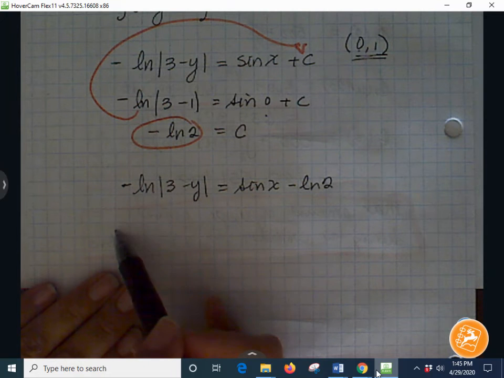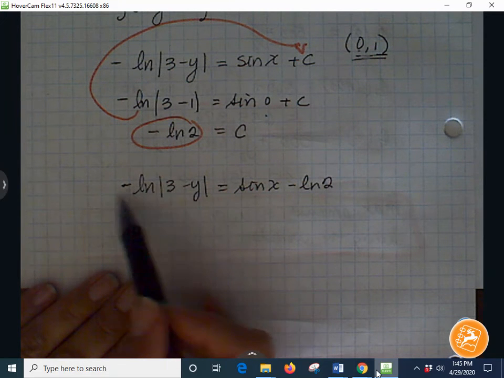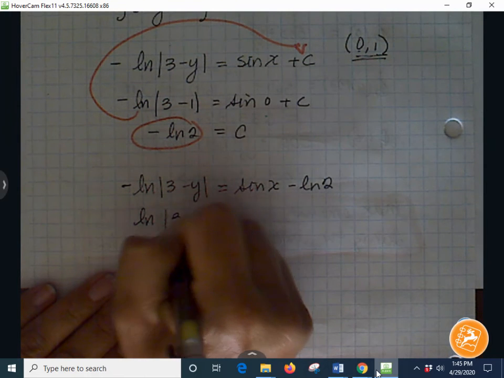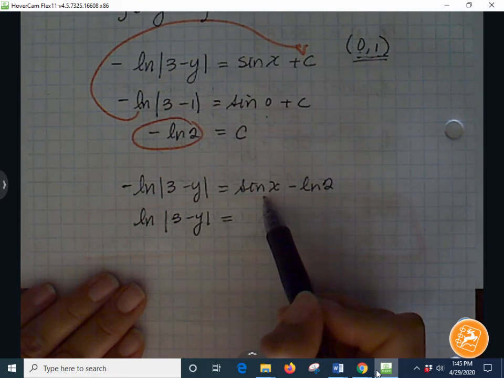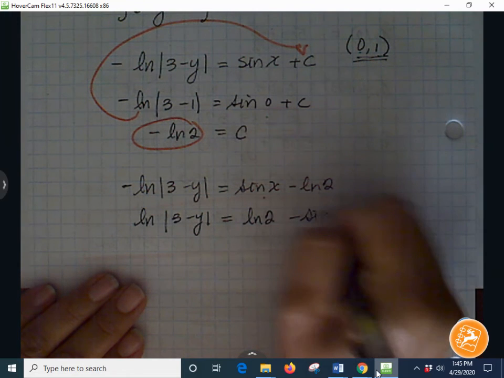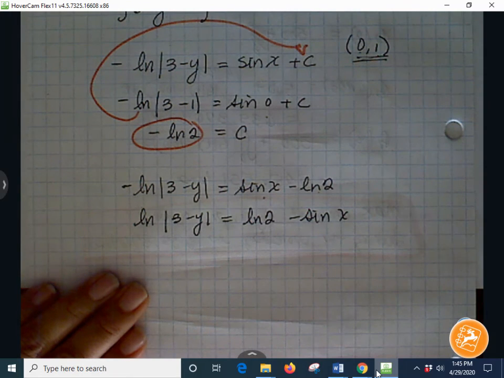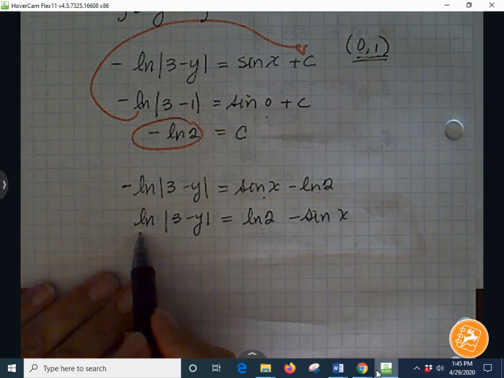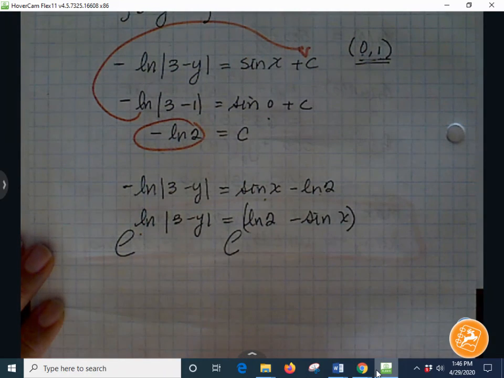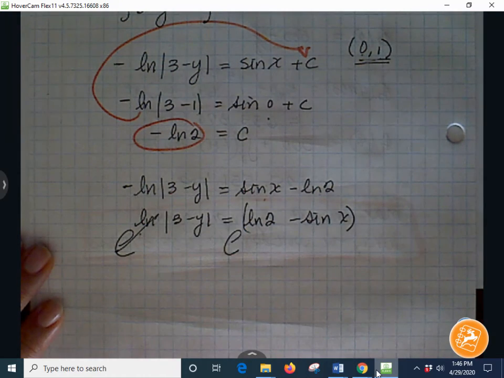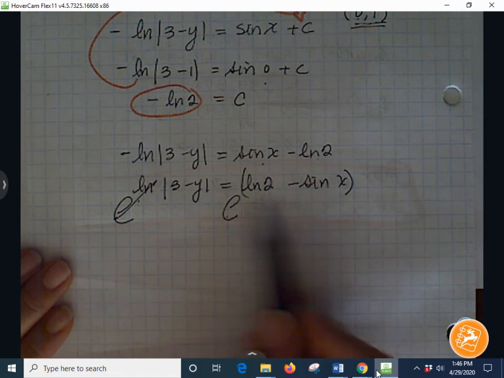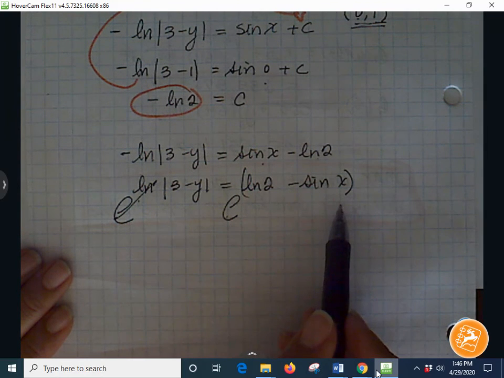But we can't do that until that negative is gone. You have to have e to the natural log, nothing in between the two, okay? So natural log absolute value 3 minus y is equal to, this will turn negative, this will turn positive, so it's going to be natural log of 2 minus sine x, like so. Now that the natural log is positive, now I'm going to exponentiate. These guys will cancel out, and you don't need the absolute value anymore, because on the other side, e to any power is going to be positive.